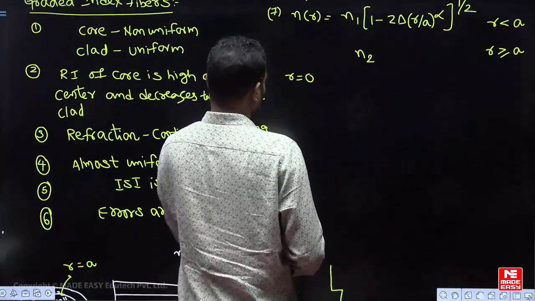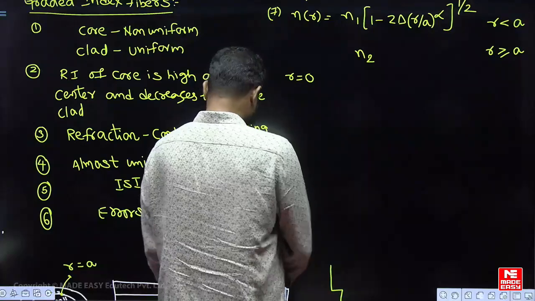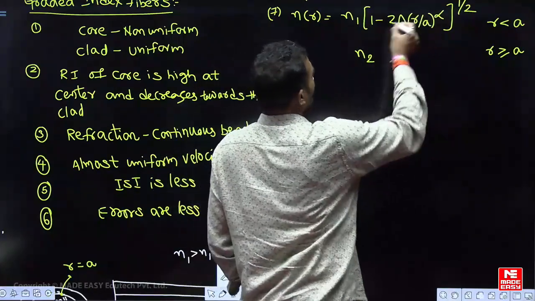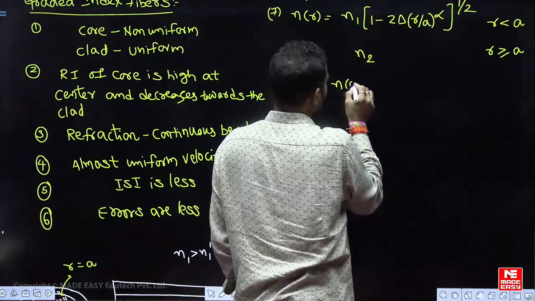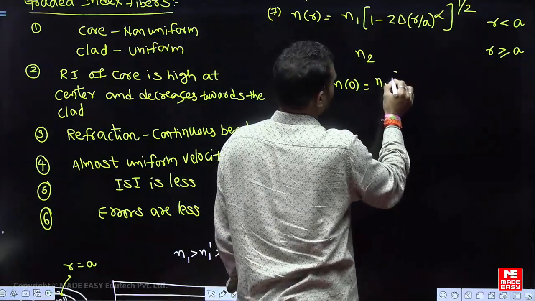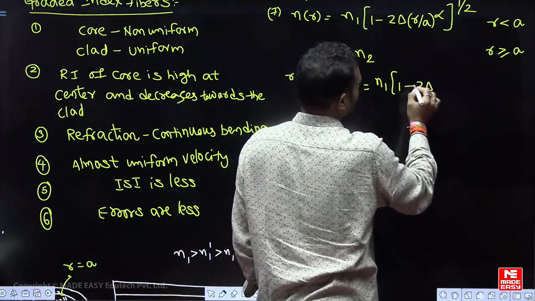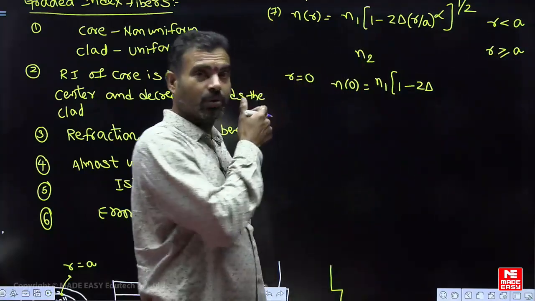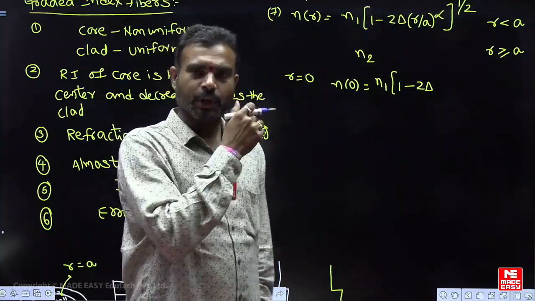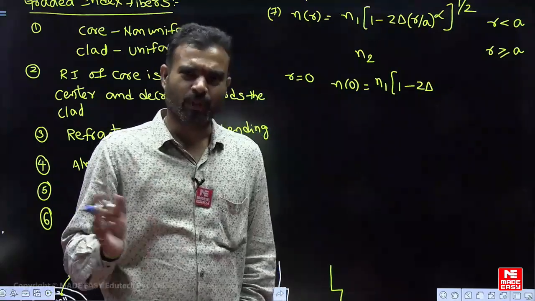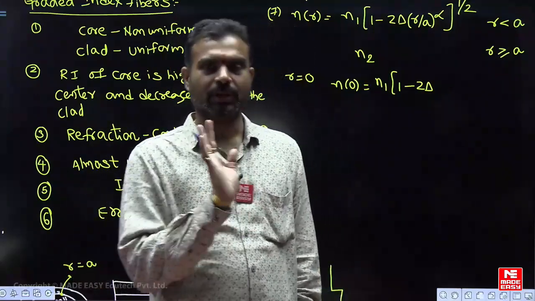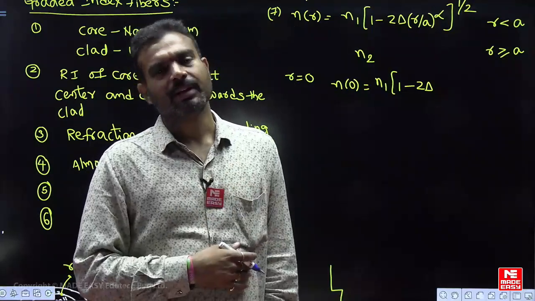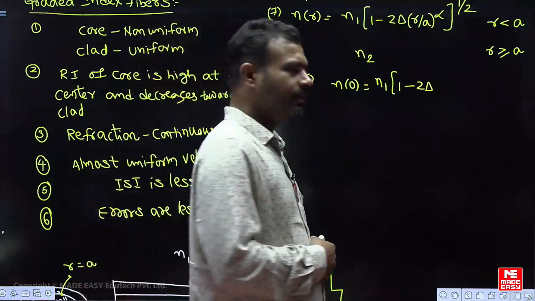So dear students, I request each and everyone to concentrate on the subject. R value is 0, so we can write n of 0 is n1 into 1 minus 2 delta, because r is less than a, and I am taking r equal to 0. In the numericals I will explain center points, 1/3 of the distance or 1/4, 3/4 of the distance, how they are covered. You will see in the numericals.